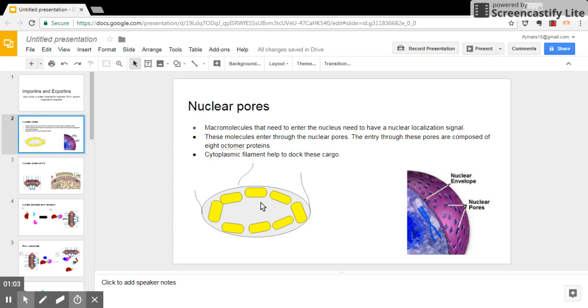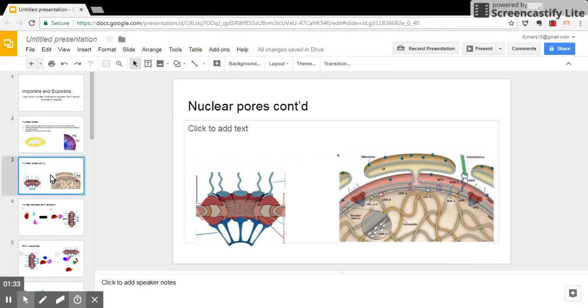The octonomer symmetry is what I've tried to show with this yellow, cylindrical, not really, but things. And then here are the cytoplasmic filaments. These cytoplasmic filaments help with docking. Okay, so let's look more into the nucleus.